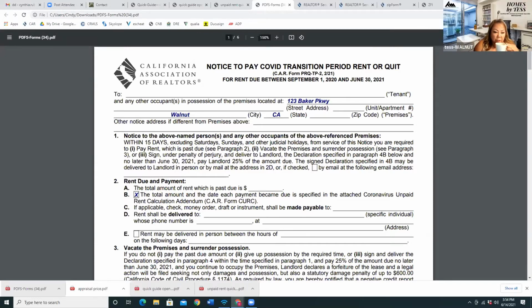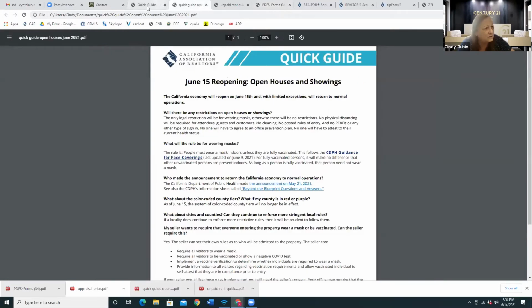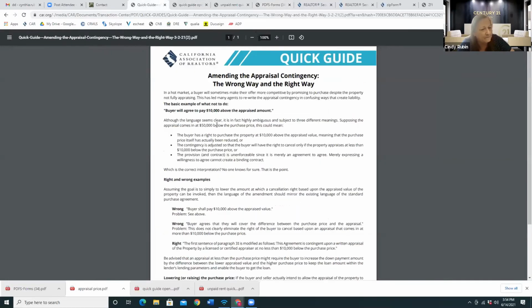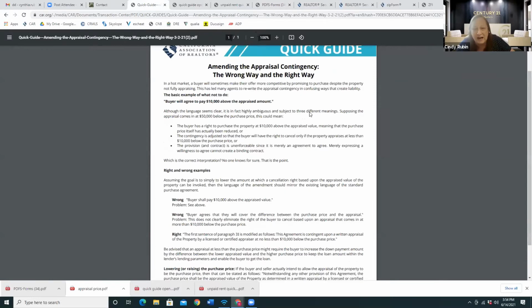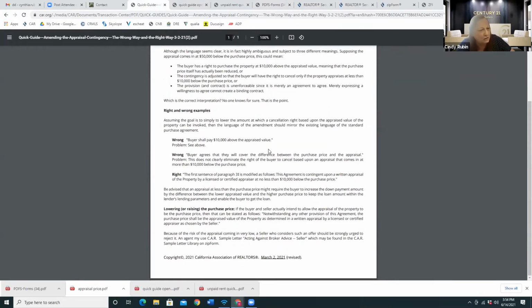Thank you. Okay. Before we leave, I have one little thing I wanted to show you because I ran into it by accident. I saw the title, which was amending the appraisal contingency the wrong way and the right way. And we do a lot of amending of appraisal contingencies, and they did it in a way I had not really thought of. So I just wanted to share it with you. They got a bunch of wrong ones.